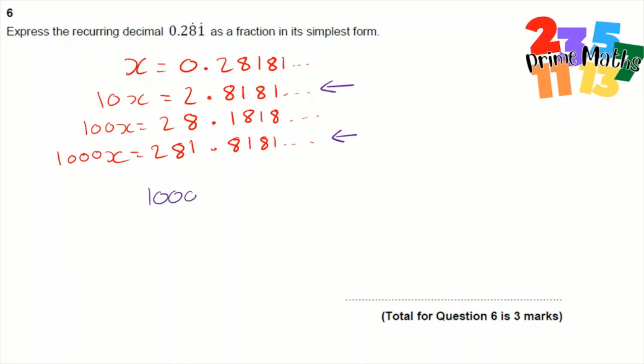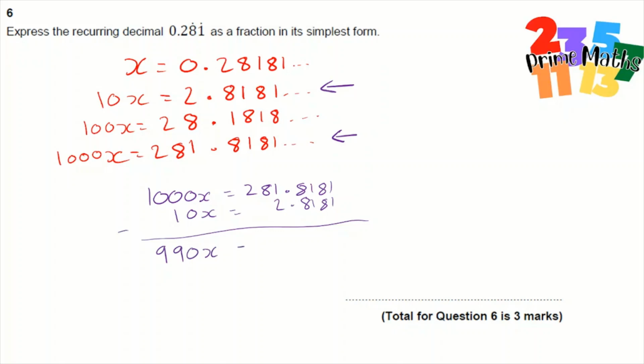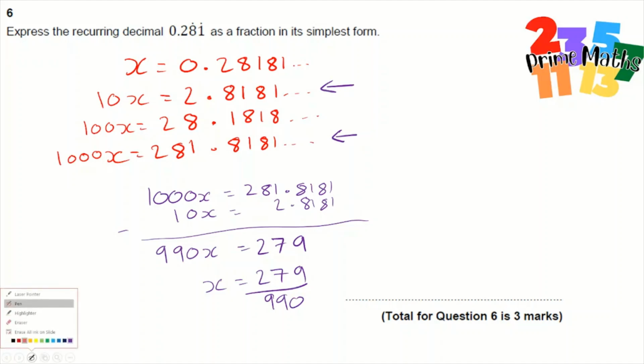So if I subtract 10x away from 1000x, 1000x being 281.8181, and 10x being 2.8181. If I subtract these, I'm going to be left with 990x is equal to 279, meaning that our reoccurring decimal is 279 divided by 990. This question wanted that in its simplest form. I can divide both the top and the bottom by 9, and this will give me a final answer of 31 over 110.